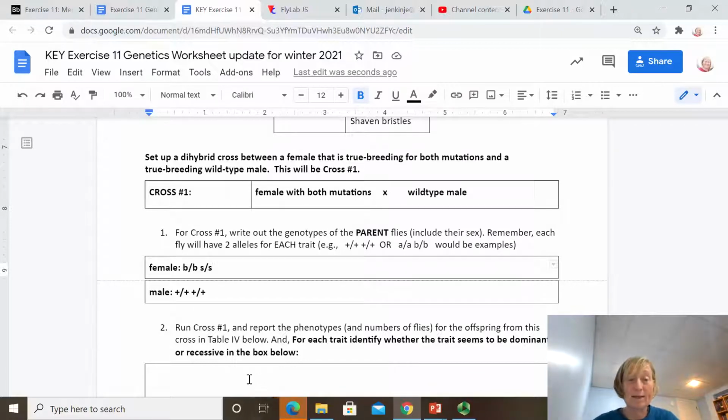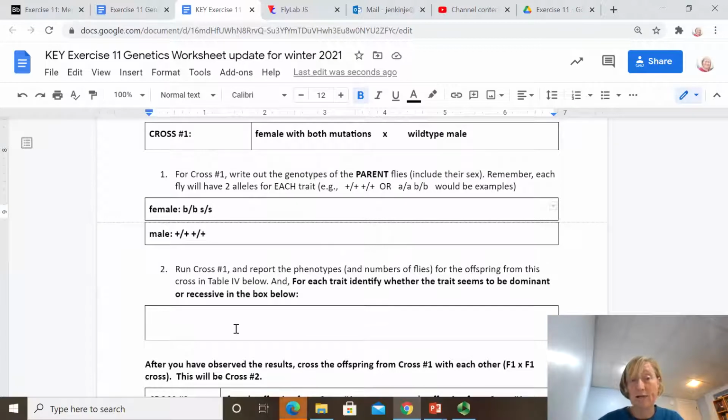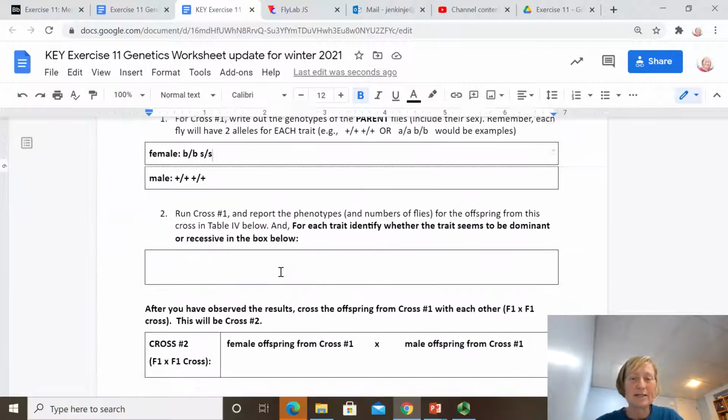And then I have to determine in question 2 if the traits are dominant or recessive based on the results of that cross. If they're both recessive, we expect to see all wild type individuals in the second generation, right? So let's take a look.